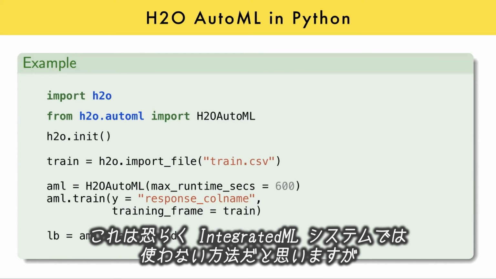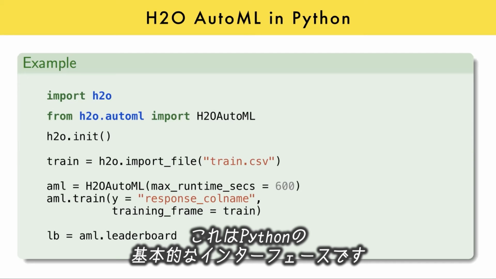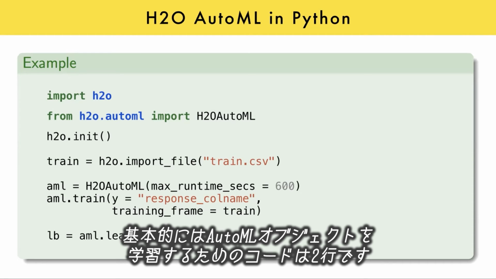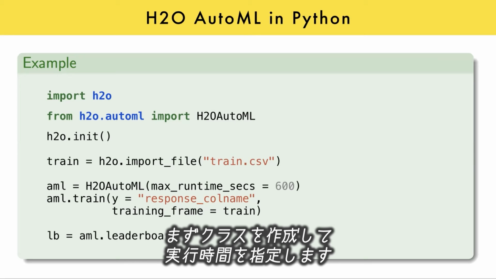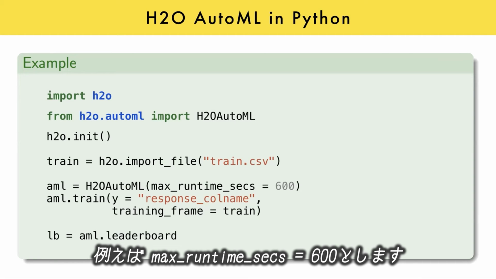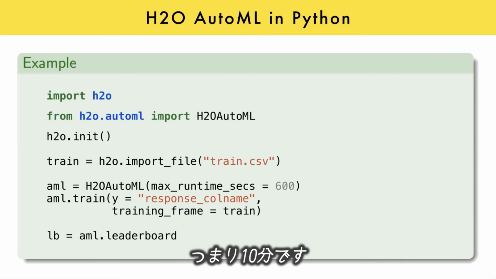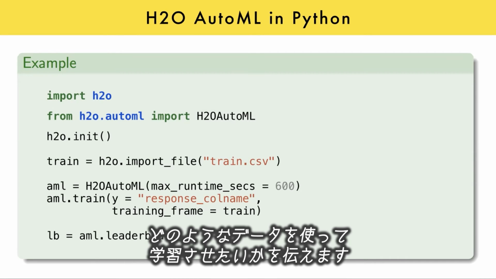This is probably not how you would use this in the integrated ML system, but just so you're aware, this is the basic interface in Python. There are essentially two lines of code to train the AutoML object. First you create the class and you tell it how long you want it to run. So we say max_runtime_secs equals 600, which would be run it for 10 minutes. And then we execute the train method and tell it what data we want it to train on.